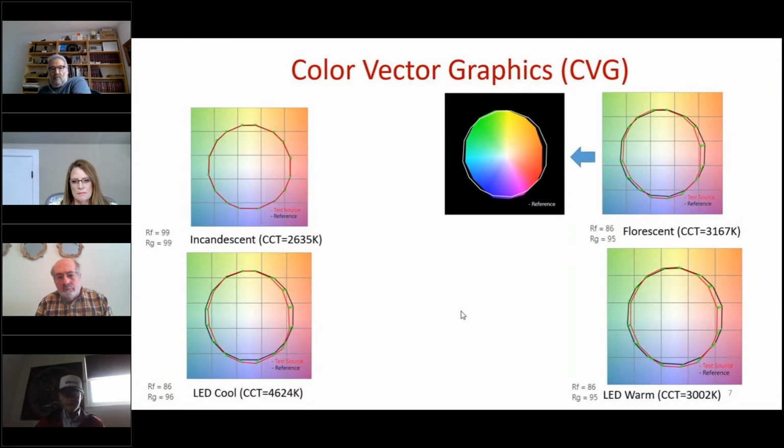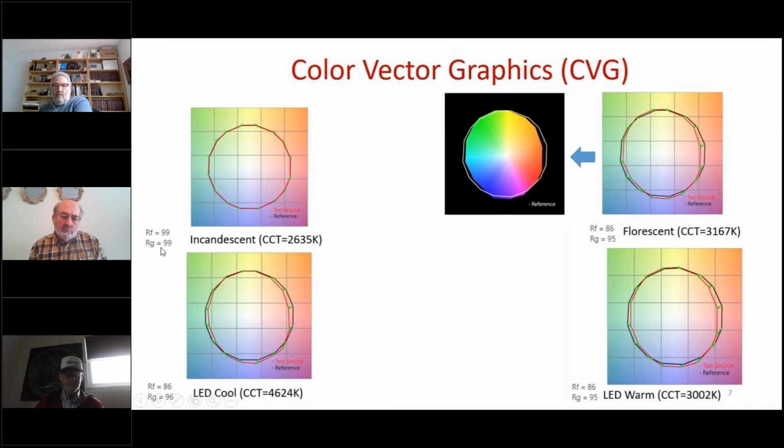In this graph, we know that incandescent light, when it is compared with a reference black body, is very similar, because incandescent is also a type of black body. So we expect the test source and the reference source to be almost similar. They coincide. This is what we expect, and we have the fidelity index of 99 and the gamut index of 99. They're both very high, so that is all expected.